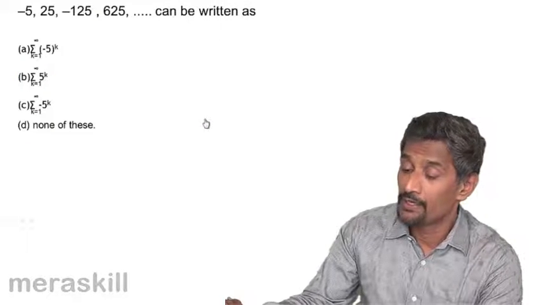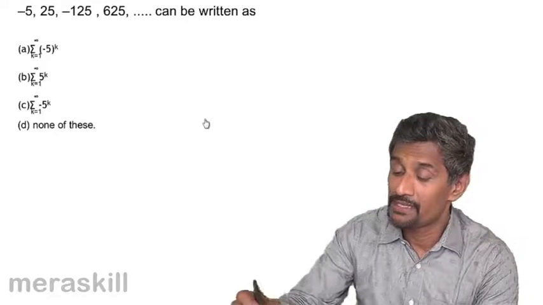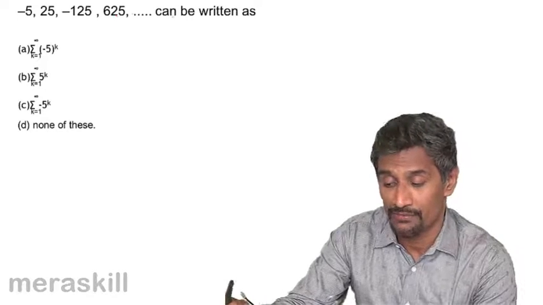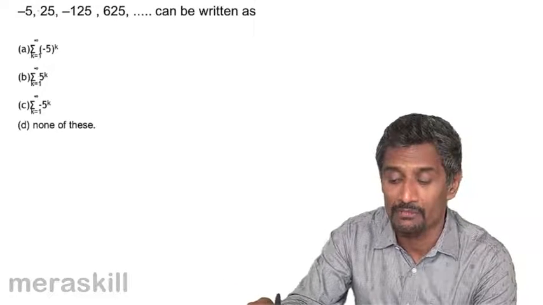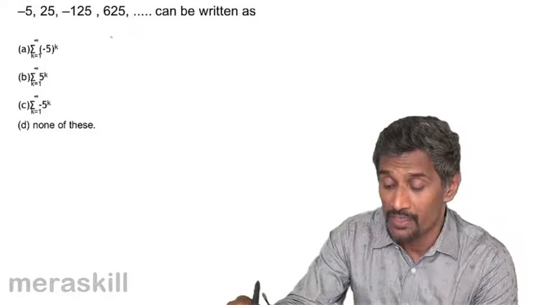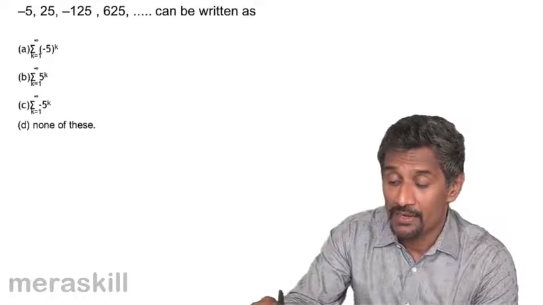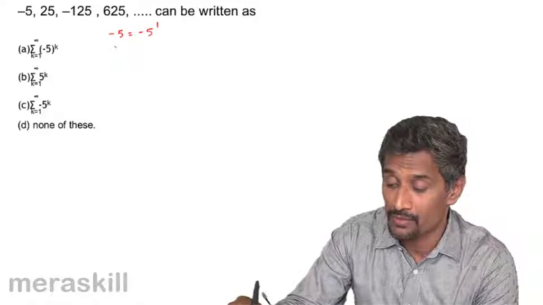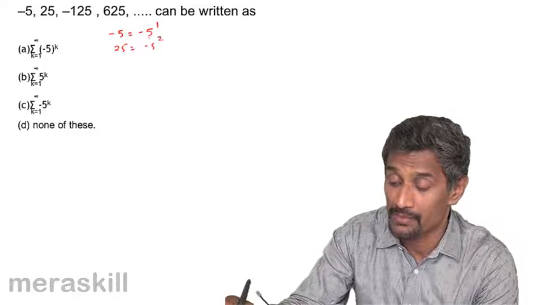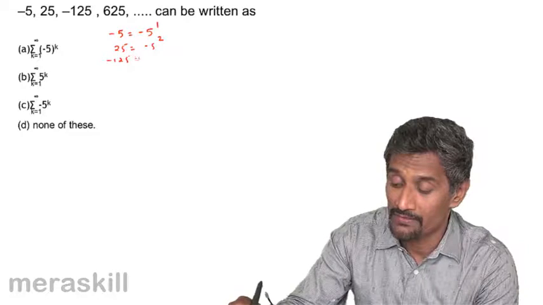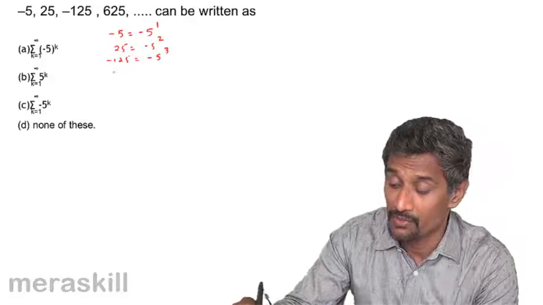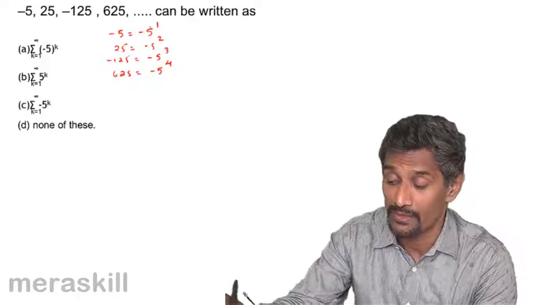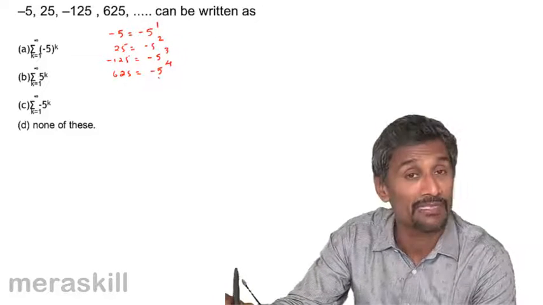Moving further, we can write minus 5, 25, minus 125, 625. Now this definitely is not an AP because there is no common difference. If you see, minus 5 is nothing but minus 5 raised to 1. 25 is minus 5 square. Minus 125 is nothing but minus 5 cube, and 625 is minus 5 the whole raised to 4. So basically the base continues to be minus 5.